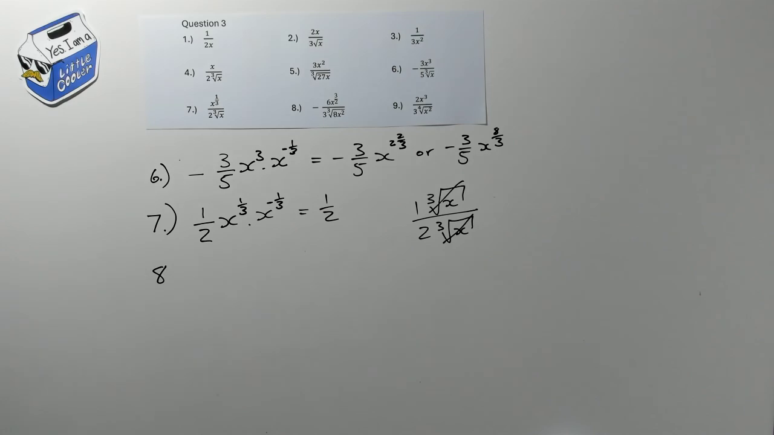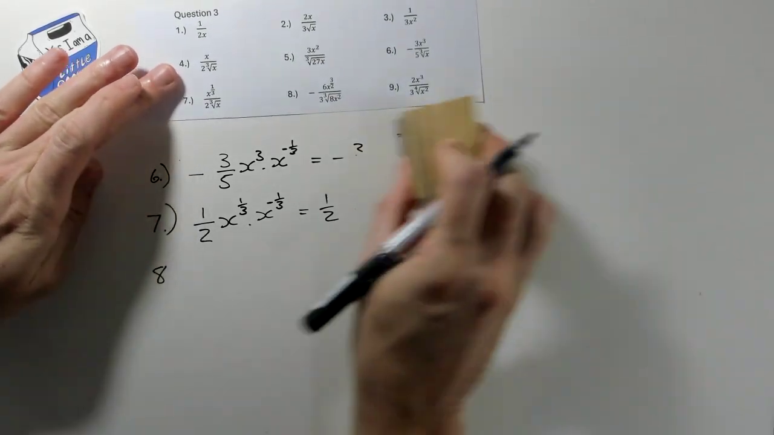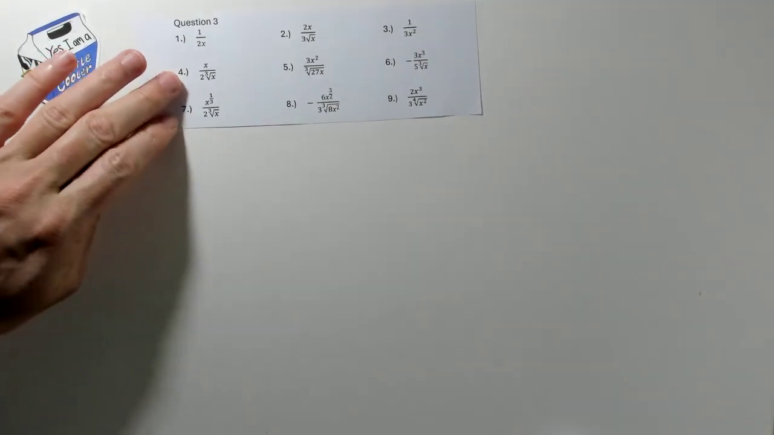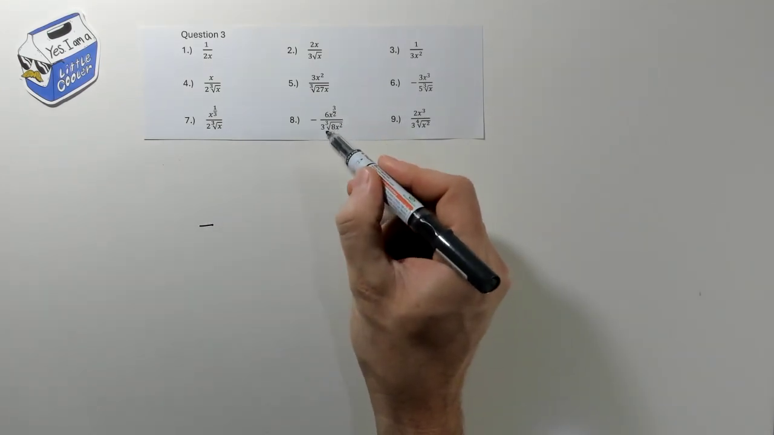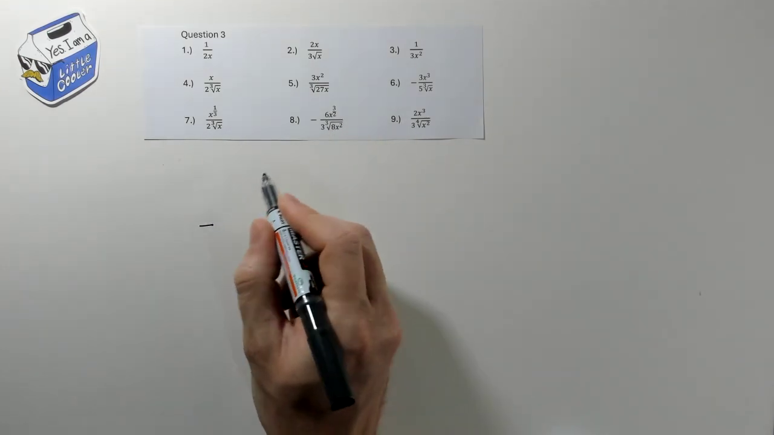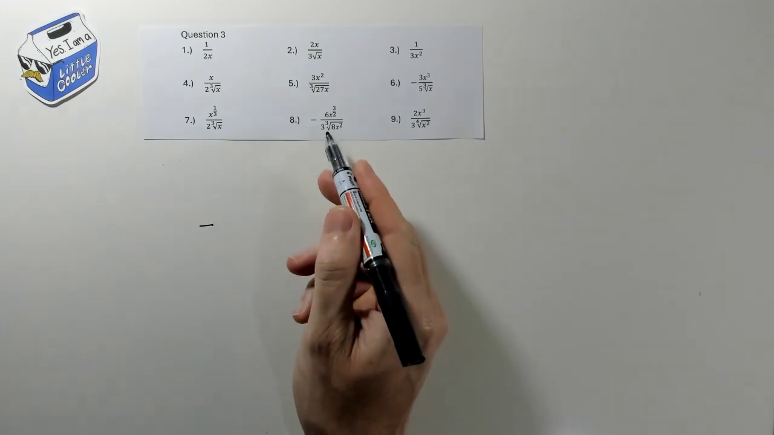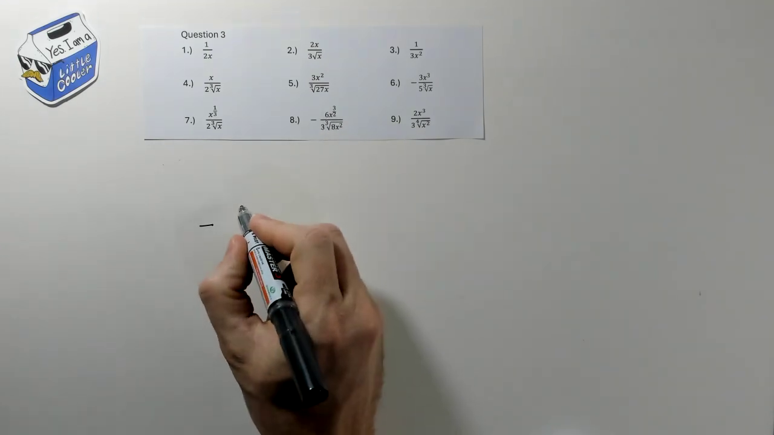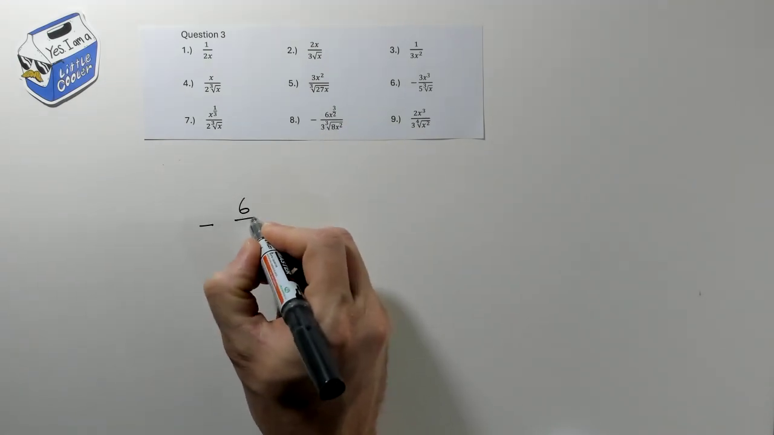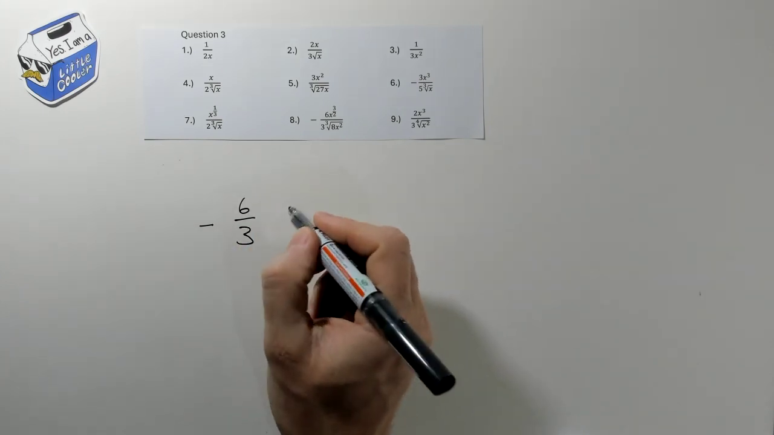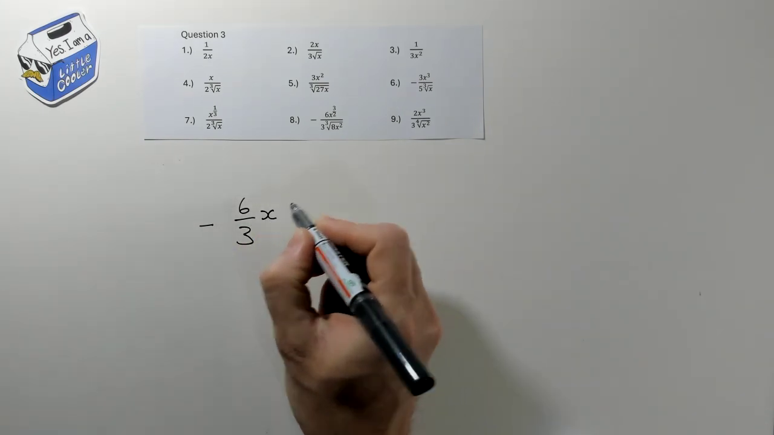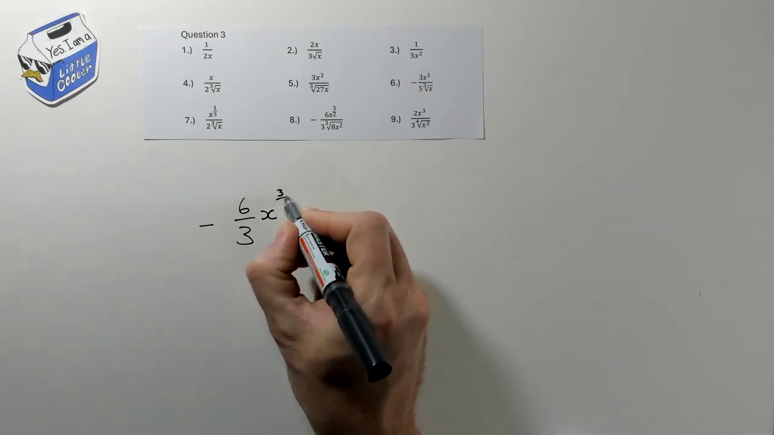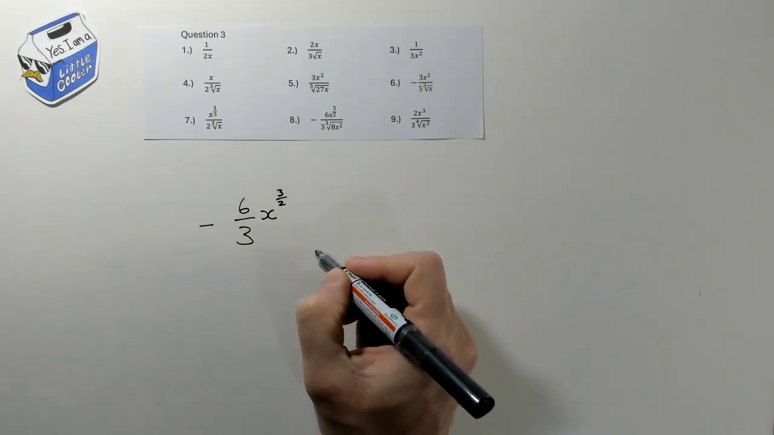Okay, 8. Let me make a lot of space. This is a lot of writing, so let's keep the negative there. The 6 over 3, I'm going to write it now as 6 over 3, but that actually reduces to 2. At the top I have x to the power of 3 over 2, so I just leave that.